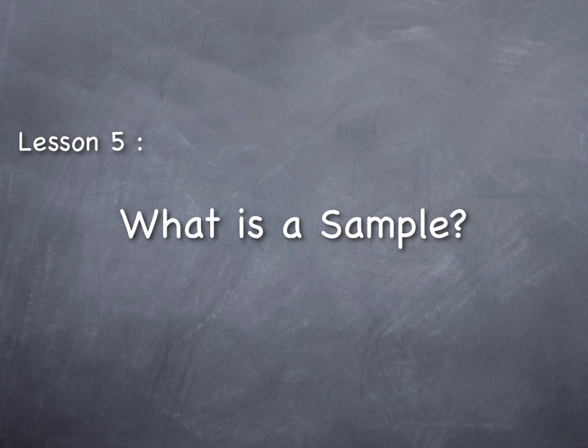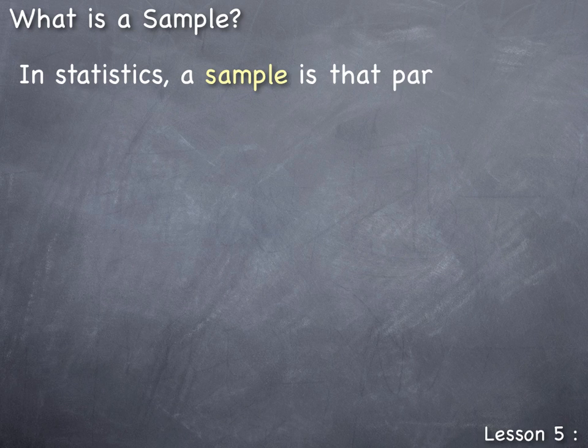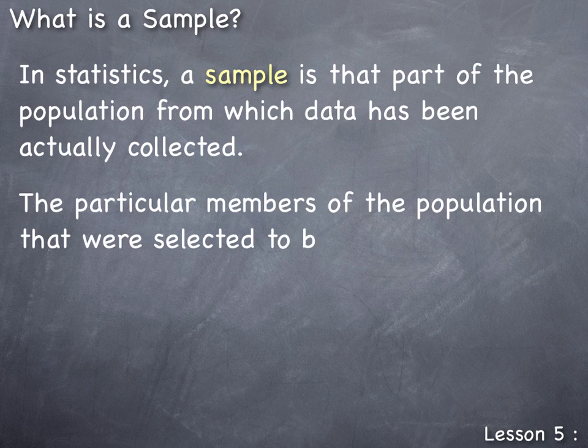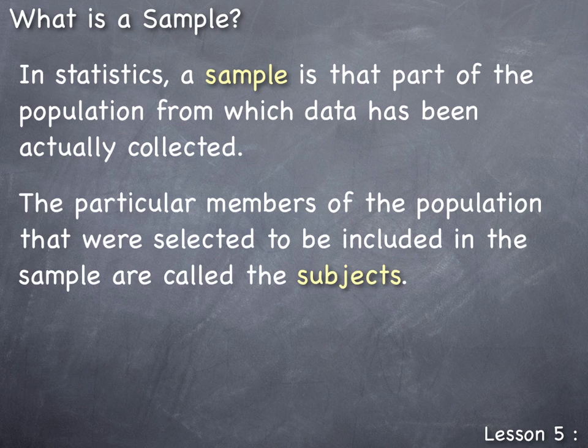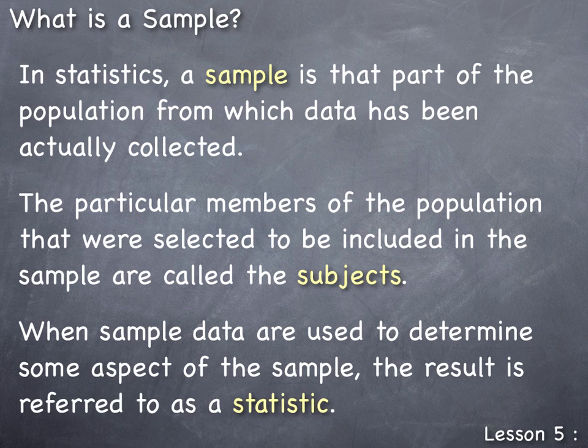Lesson 5. What is a sample? In statistics, a sample is that part of the population from which data has been actually collected. The particular members of the population that were selected to be included in the sample are called the subjects. When sample data are used to determine some aspect of the sample, the result is referred to as a statistic.